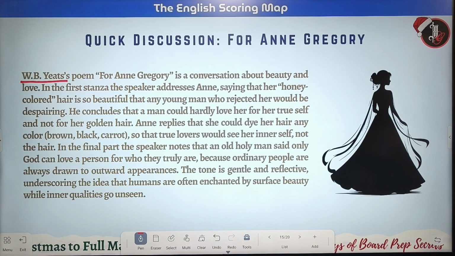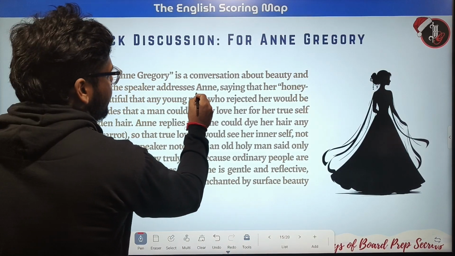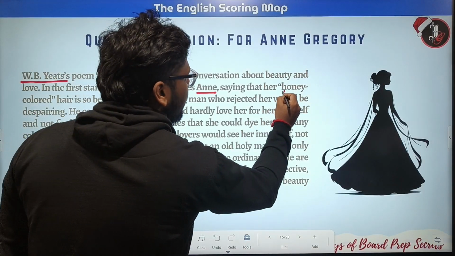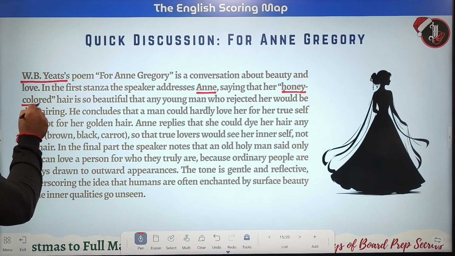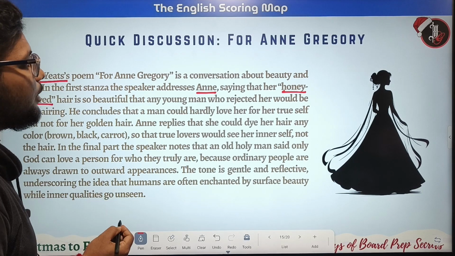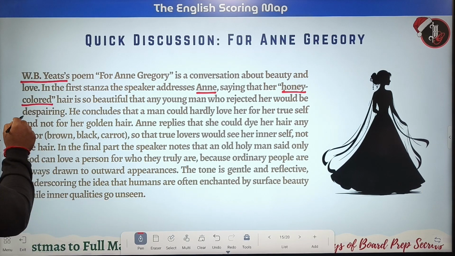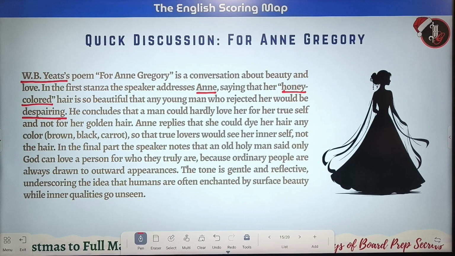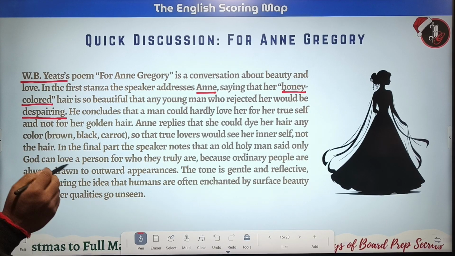In the first stanza, the speaker addresses Anne, saying that her honey-colored hair is so beautiful that any young man who rejected her would be despairing. He concludes that a man could hardly love her for her true self and not for her golden hair.